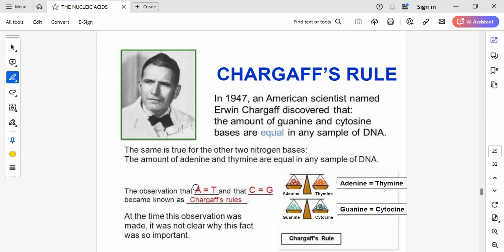For example, according to Chargaff's rule, adenine always pairs with thymine. So if you know the number of thymine, you can easily estimate the number of adenine. And if you know the number of guanine, you can also easily estimate the number of cytosine. The numbers of adenine and thymine are always equal in DNA because of the pairing, and the number of guanine is exactly the same as the number of cytosine. At the time this observation was made, it was not clear why this fact was so important. So that is Chargaff's rule.